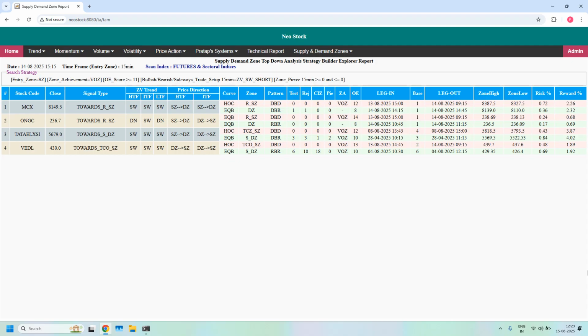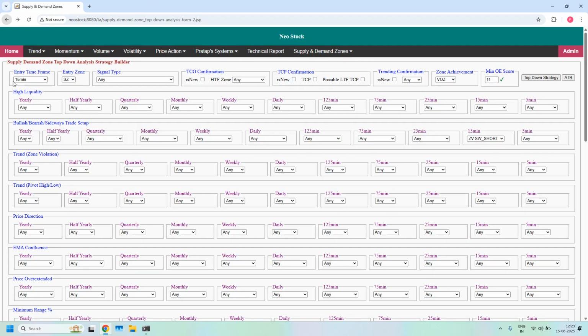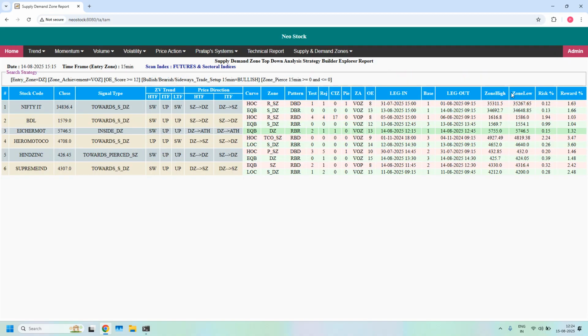Okay, next, bullish trade setup for daily income trade. The entry zones are 15 minutes demand zone. Here bullish, and also minimum odd and hands score should be 12. Let's filter. We got 6 stocks supporting bullish trade setup for daily income trade. Entry time frame zones are 15 minutes demand zones. So total we got 6 stocks.